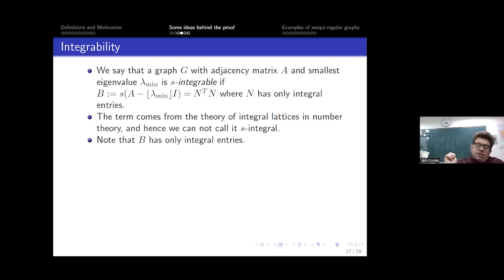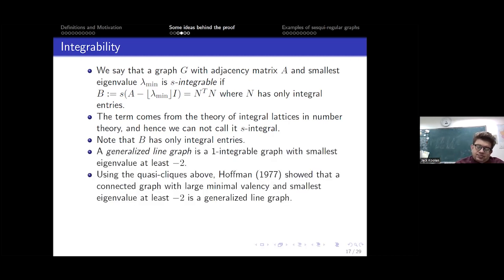And note that B has only integral entries. So what is a generalized line graph? It is an integrable graph with smallest eigenvalue at least -2. So it's not so difficult to understand why it is called a generalized line graph, because it somehow has to do with a line graph.